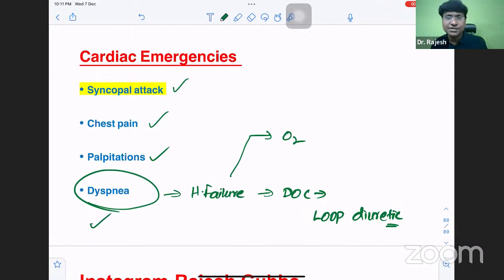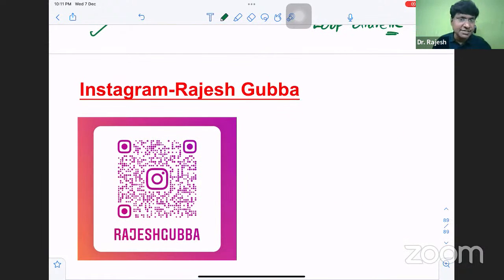Okay. So this finishes your cardiac emergencies. If the patient presents to the casualty with any cardiac problem, these are the four symptomatologies: syncopal attack, chest pain, palpitations, and dyspnea. And I have discussed all the conditions which will cause them, and what will be their first-line treatment, confirmatory diagnosis, and treatment of choice. Okay. And with this, I will wind up this session.